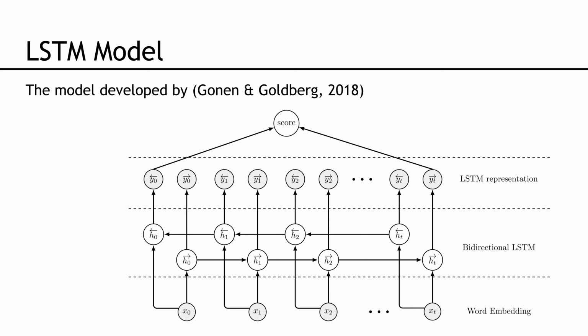Here's a diagram of the LSTM model used by Gonen and Goldberg. The word embeddings are put through a bidirectional LSTM model. We then take the final output of the LSTM as the representation of the sentence and calculate a score from it.